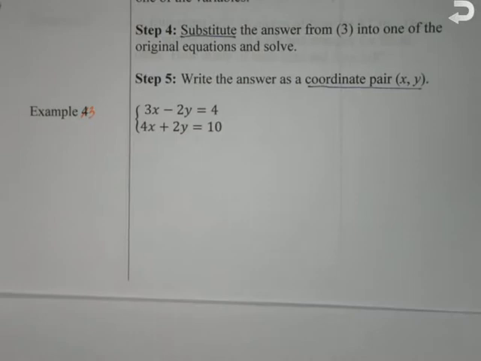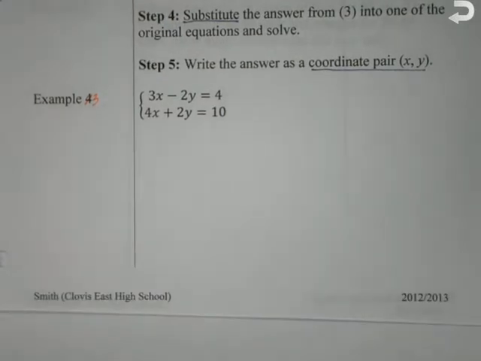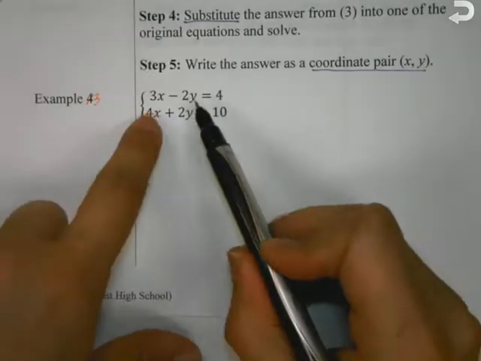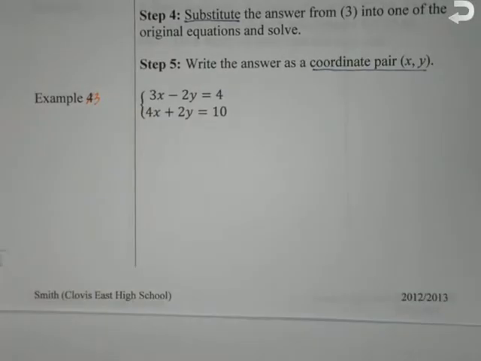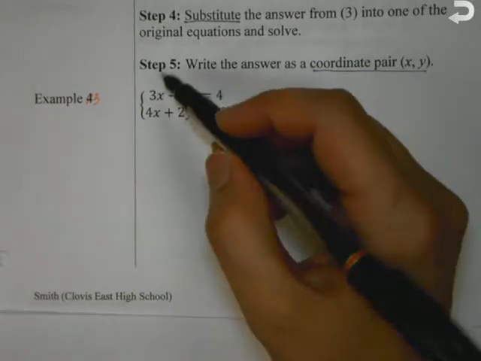Okay, so step 1 says to put both equations in standard form, which means x and y are on the same side. Are these already in standard form? Yes, they are. Okay? Step 2 is the most important part. We want the coefficients of one variable to only differ in sign. So looking at these guys, look at the x's. We have 3x and 4x.